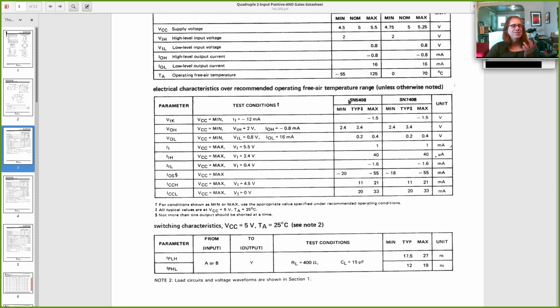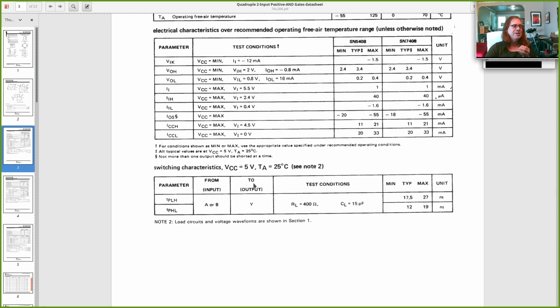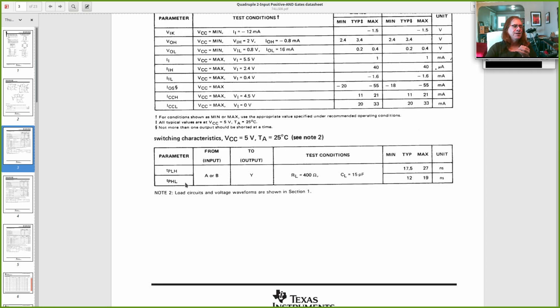So there's information in here on how much power these chips use and so on and so forth. This is one we are going to care about in here, switching characteristics. So tPLH, this is the time it takes the AND gate to change its output from low to high. Suppose you're doing an AND of a 1 and a 0, the output's low. Suppose we change that 0 on the input to a 1. The output should change to a 1, but it doesn't happen right away. It takes time. How much time? That's what this column tells us right here. Typically 17.5 nanoseconds, maximum 27 nanoseconds.